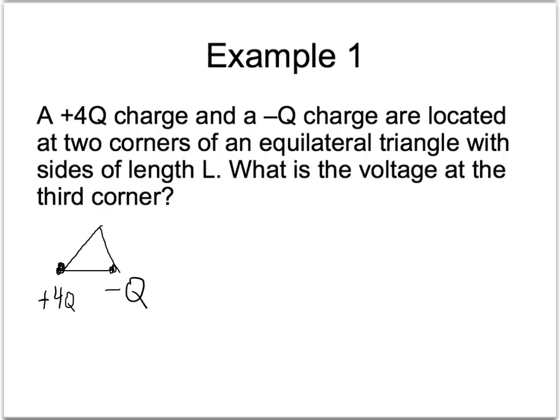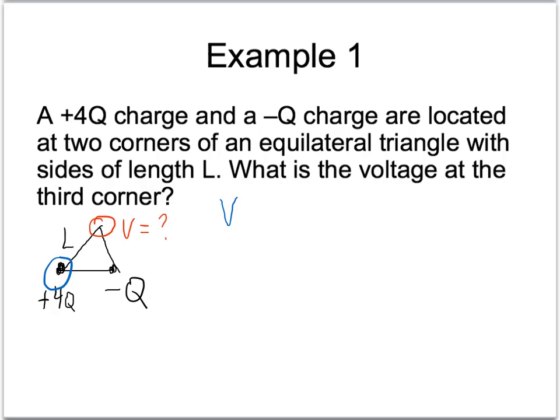So now I want to know what is the voltage at the third corner. So I want the voltage right here. Well, all I've got to do is figure out the voltage from each charge and add them together. Like I said, voltage is very, very simple. The problem tells me that the length of each side is L. So that means the distance in the equation for voltage would be L. All right, I'll color code this just to make it easy. Let's call the 4Q the blue charge.